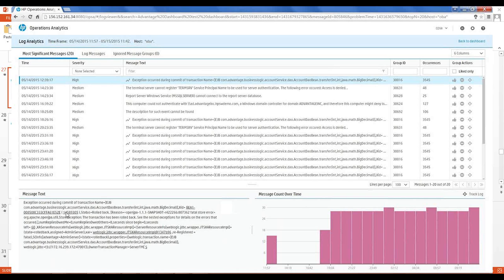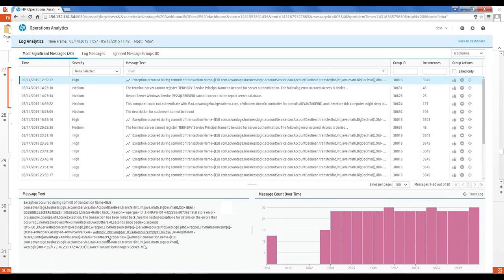Seeing the message, we can see here that this is an exception that was thrown during a commit of a transaction, and we can understand exactly. We can see here on the message text that it was in the WebLogic. She knows this problem. She said, "Okay, this is the problem. I know this is usually caused by a misconfiguration of WebLogic for high load and short timeout configuration." So she can fix it now, and things will be back to normal.